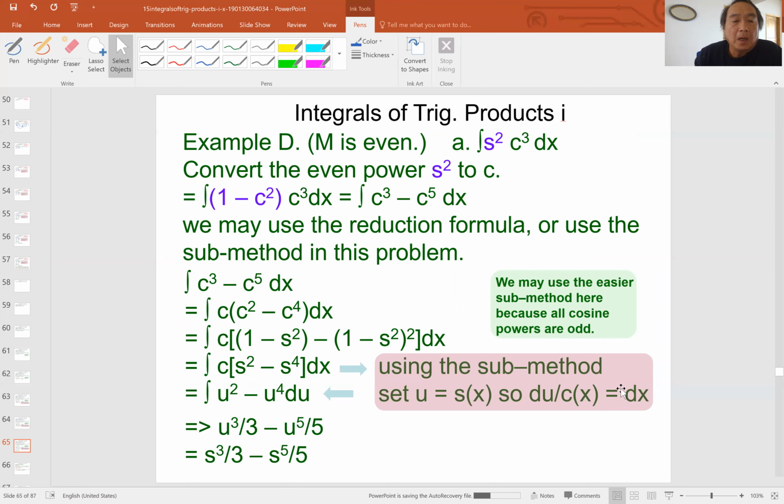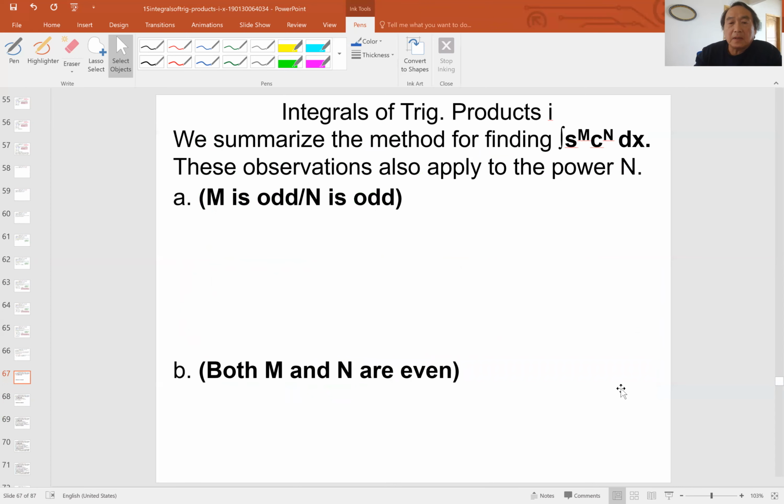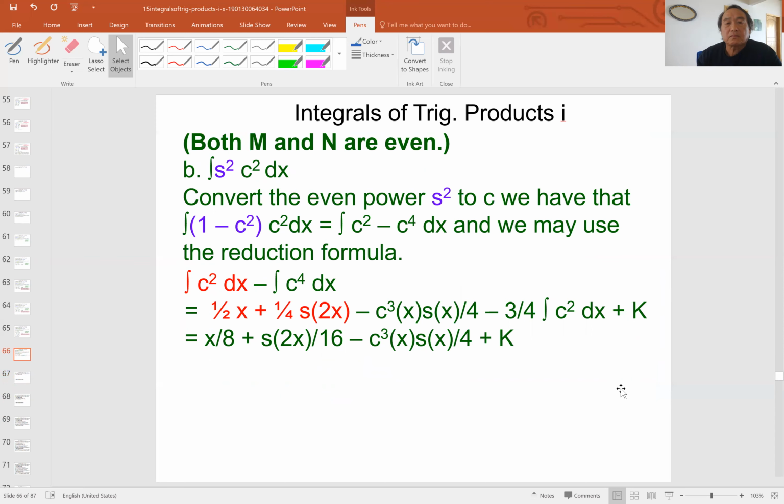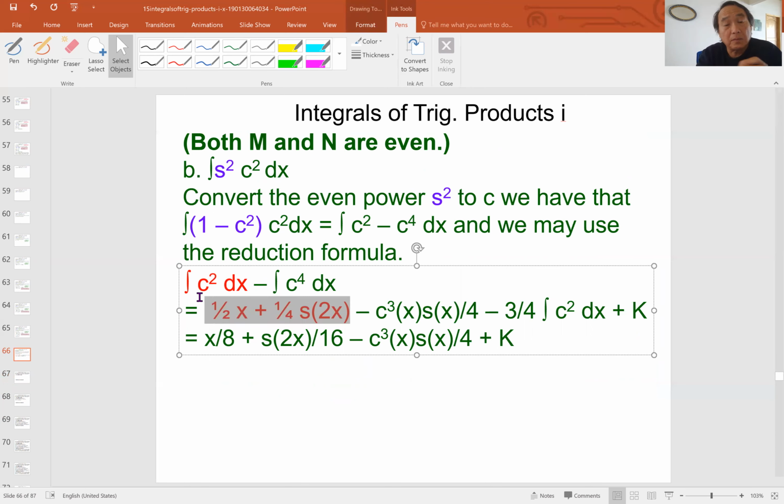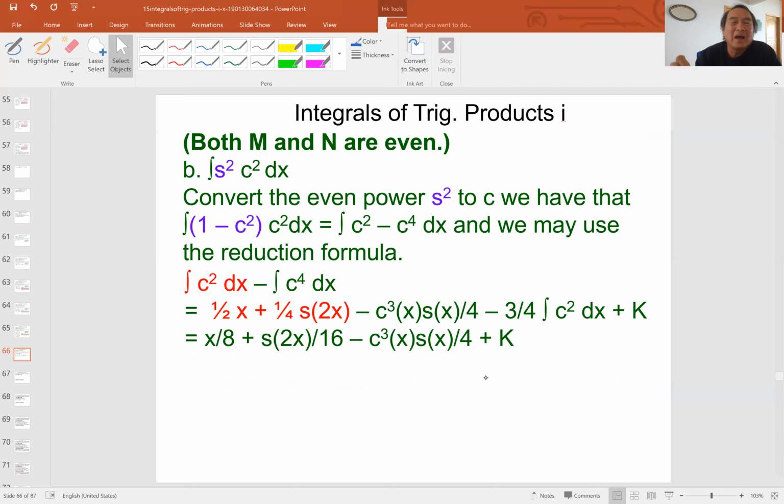Now, what happens if both are even? Well, if both are even, then like I said before, you change everything into cosine, then use the cosine squared formula, and for cosine to the fourth, you use reduction formulas. It comes out to be that, I'm subtracting that, and then you combine like terms. Oh, by the way, this is just one way to do it. There are many different ways to do it. There's another way where you use multiple angle formulas and examples like that.